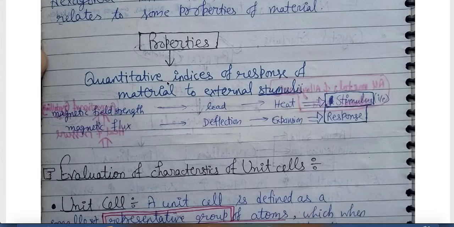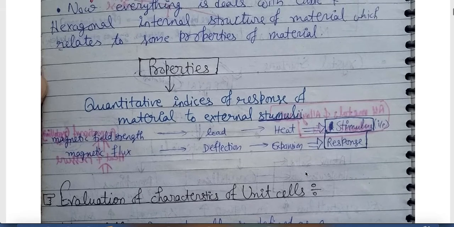So this quantitative index of the response of a material to external stimuli means these are the external stimuli which are creating some kind of responses in the second row, which are magnetic flux, deflection and expansion. So these are the terms which will be called properties. We will discuss the meaning of properties in detail in the upcoming session, and we will also discuss the evolution of characteristics of unit cells in the upcoming session.